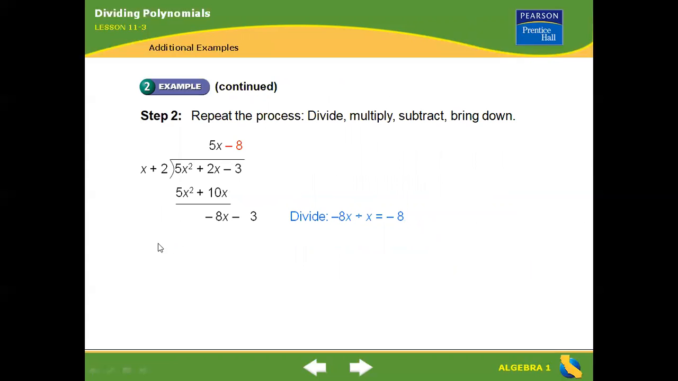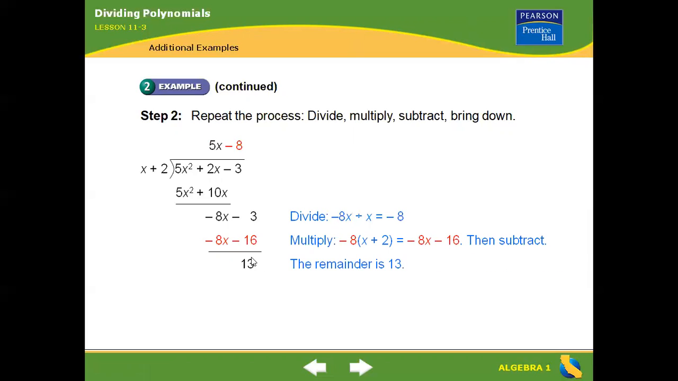So we will have to divide the first term only of your difference. Negative 8x divided by x, that could be negative 8. Then align that negative 8 next to the term 5x, so 5x minus 8, above negative 3. So we're going to multiply now. Negative 8 times x plus 2, that is your divisor. So the product would be negative 8x minus 16. Subtract. Negative 8x minus negative 8x, that is 0. And then negative 3 minus the negative of 16, that is positive 13. So the remainder here is 13.